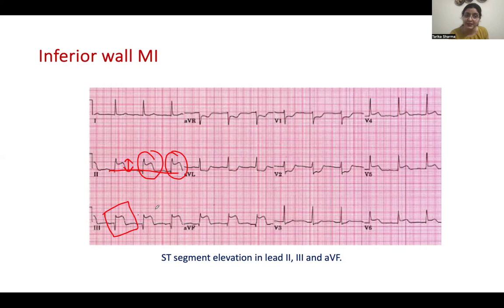Same way you observe in these also, these are not normal, they are elevated, right? Then you observe your next lead, which is your AVF. This is AVF. Here also you can see the same kind of changes. It means a person has the inferior wall myocardial infarction. I hope that is clear to all.